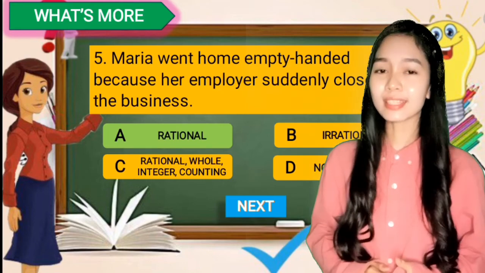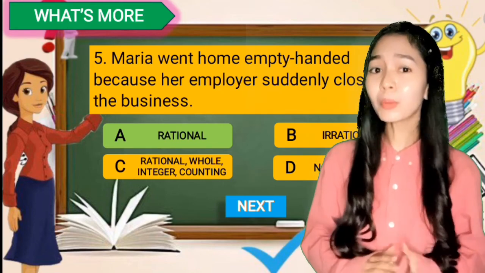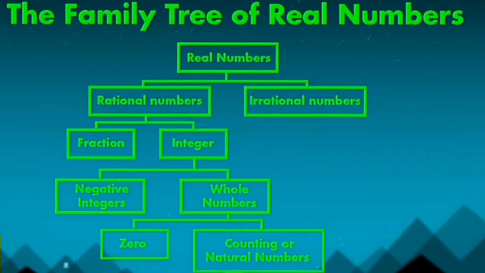To summarize, let us take a look at this family tree of real numbers. This set of real numbers is divided into two: rational and irrational numbers. Under rational numbers, it can be integers or fractions whose denominator is not equal to 1. An integer consists of negative numbers and whole numbers, which are positive, and whole numbers are made up of 0 and counting or natural numbers.